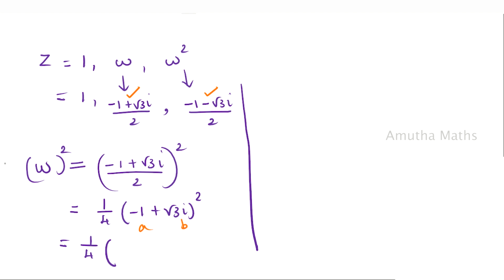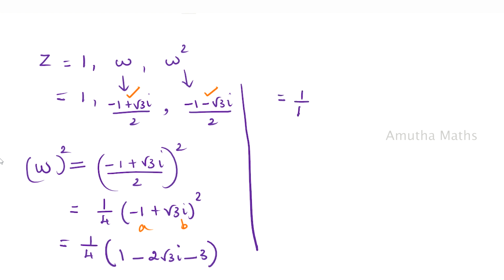What is a plus b the whole square? So what will you get? -1 ஸ்கொயர் பண்ணா +1 minus 2 into -1 into root 3 i. So -2 root 3 i. Okay, and then root 3 i ஸ்கொயர் பண்ணா என்ன வரும்? root 3 ஸ்கொயர் பண்ணா 3, i ஸ்கொயர் பண்ணா -1. So -3. Okay, so what will you get? So that is equal to 1 by 4 into, இப்ப நீங்க ரெண்டு 1, -3 ரியல் பார்ட் ரெண்டையும் ஆட் பண்ணுங்க.